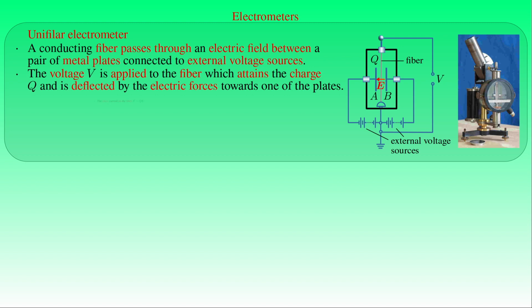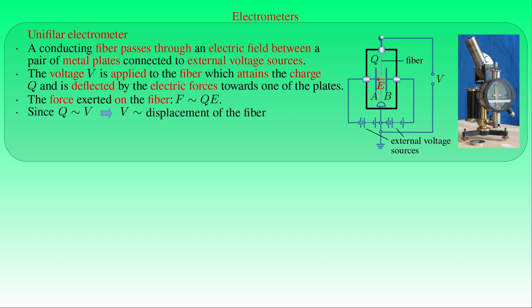The force exerted on the fiber is proportional to the product of the charge Q of the fiber and the magnitude of the electric field strength E. Since the charge Q of the fiber is proportional to the voltage V applied to the fiber, its displacement observed against a scale with a microscope is approximately proportional to the voltage being measured. By applying a proper calibration for the scale, the magnitude of the voltage V can immediately be determined by noting the deflection of the fiber against the scale.